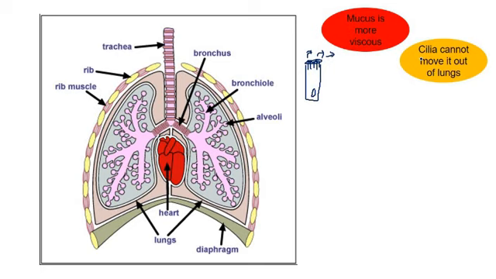So this time, cilia can't move it, it's just going to stay there being stodgy and unpleasant. And unfortunately, this means that the bacteria are going to get trapped in the mucus, and it makes a place for them to grow, so we get bacterial infections.